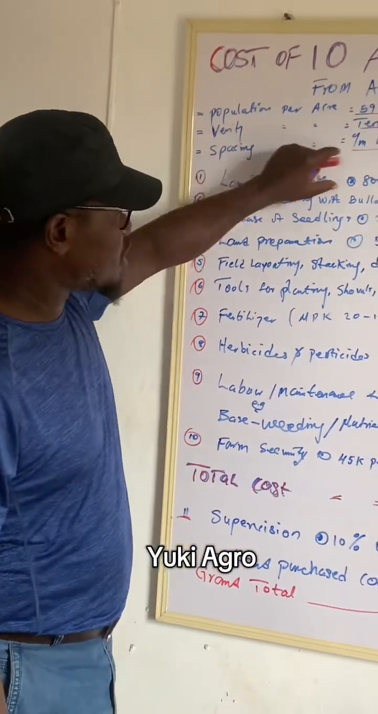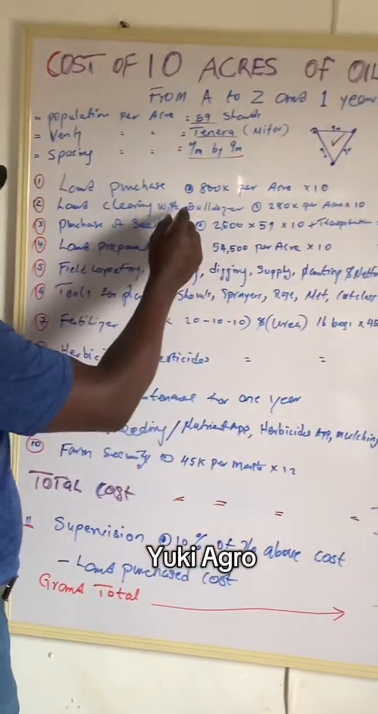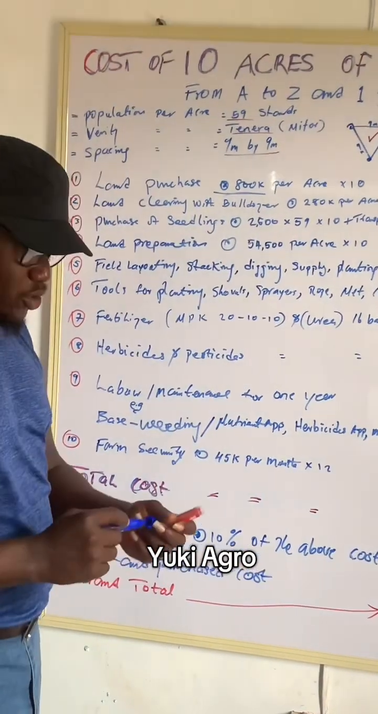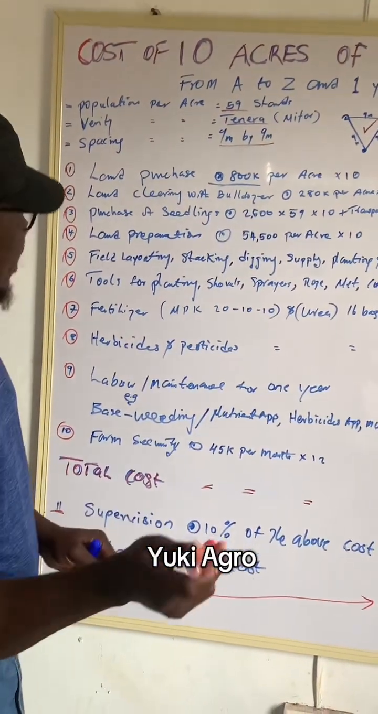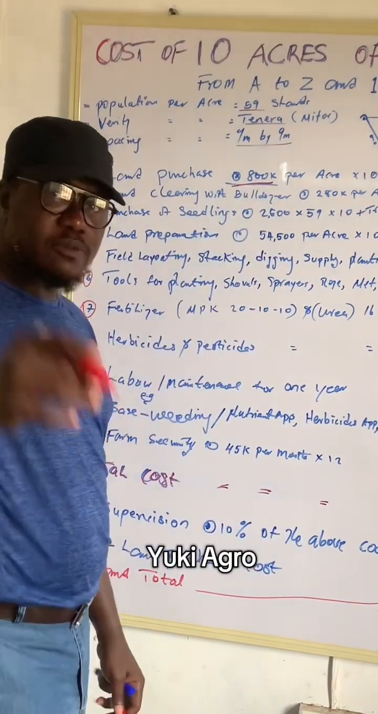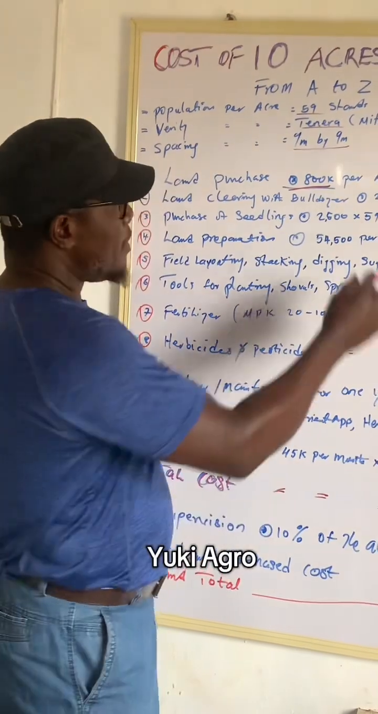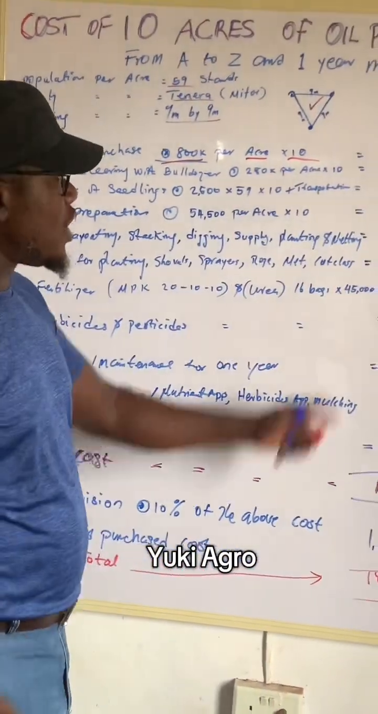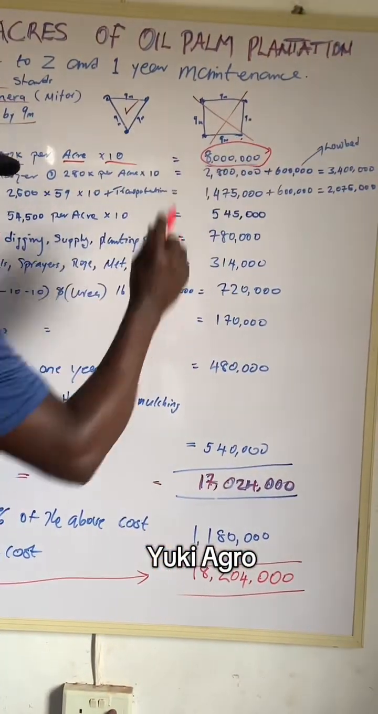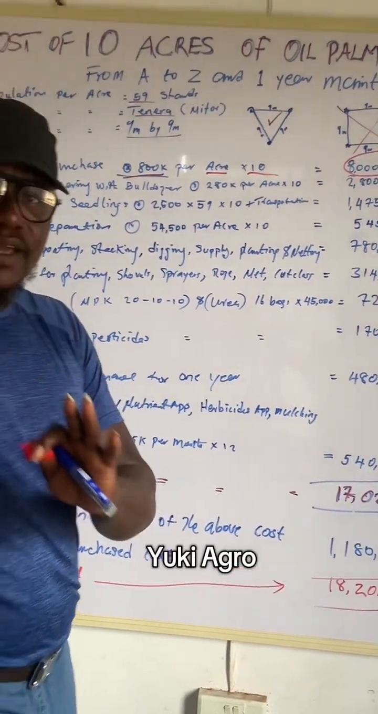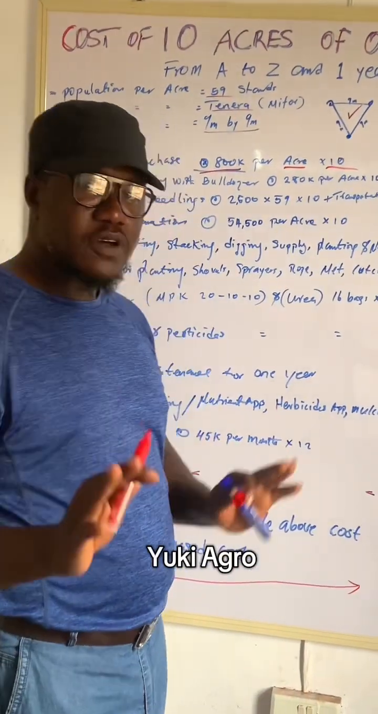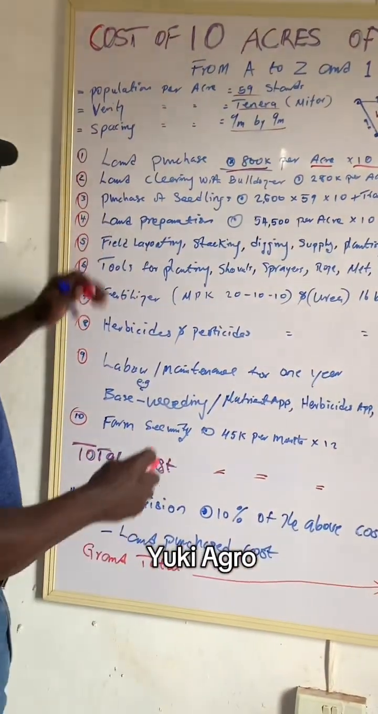First, land purchase. You can get 1 acre for 800,000 in southwest Nigeria, not far away from town. Accessibility, where you can be able to get to your farm on time, per acre. Multiply that by 10, you will have 8 million, all right? You will have 8 million just to buy the land, outright purchase of 10 acres. Then we move quickly to number 2.